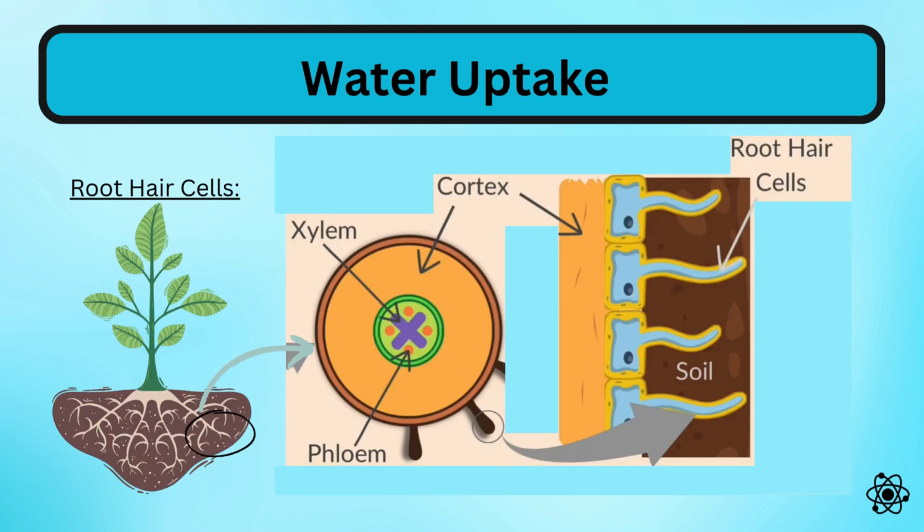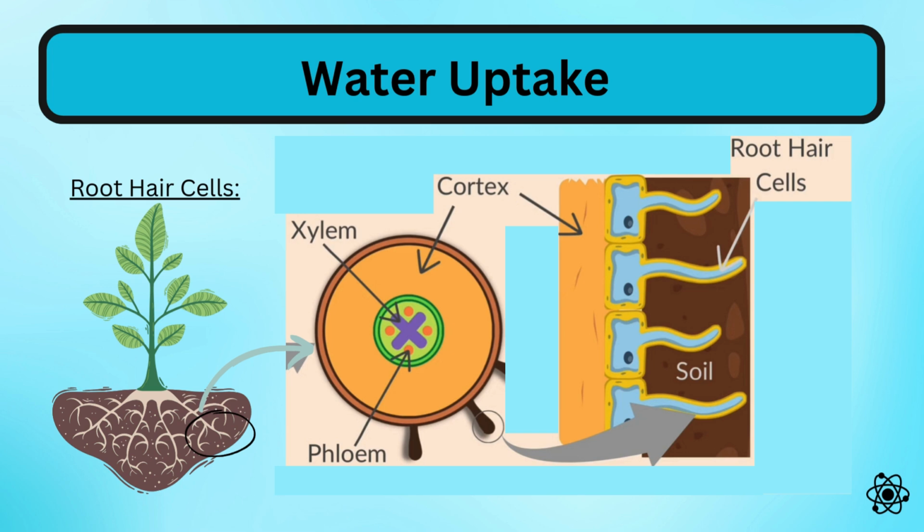Moving on to water uptake. We know that a plant absorbs water through their roots. Let's first take a look at the cross-section of a root. Looking at the diagram in the center, you may see the xylem and the phloem surrounded by the cortex. On the outer part, you may notice long extensions. These are called root hairs, and they face the soil.